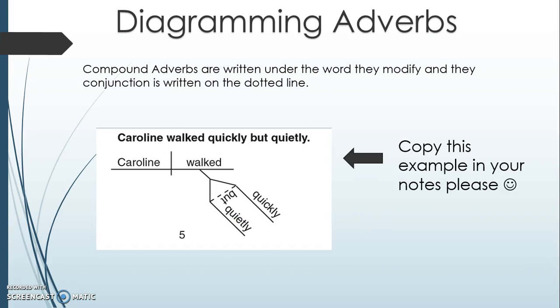All right. There are compound adverbs, and the great thing about compounds, anything, direct objects, compound subjects, compound verbs, compound direct objects, compound adverbs, is they're all pretty much written with the same structure. So you just have to remember that one structure. If you can see here, we've got Caroline walked quickly but quietly. But is our coordinating conjunction. So quickly and quietly, right there, modified walked. The but goes on the dotted line, and it all goes under the verb. The great thing about diagramming is even if you're not sure how to do it, if you can think of a way to do something else, you can usually figure it out. Please copy that down in your notes.